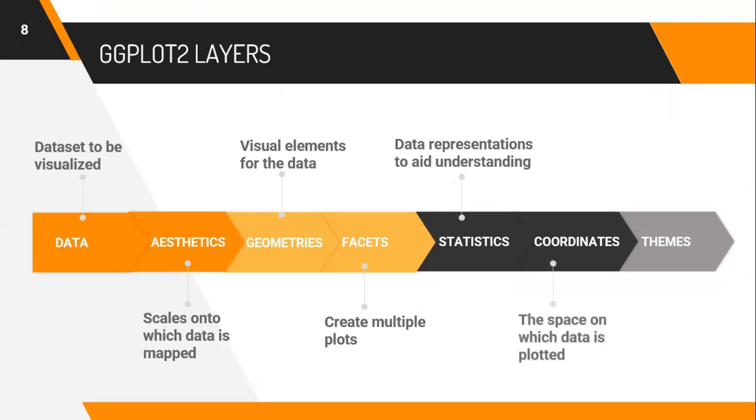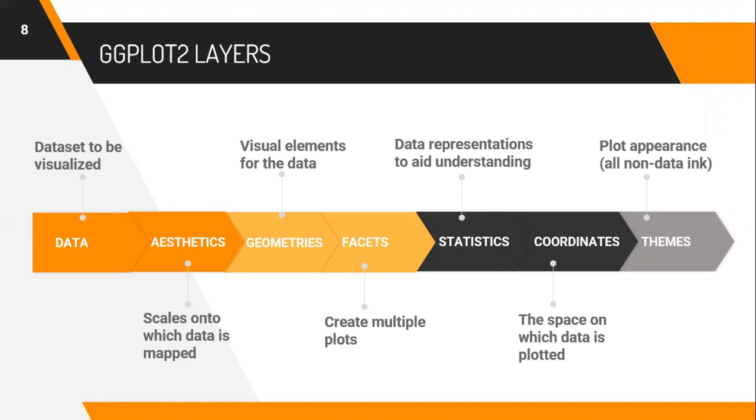Then we also have the coordinates, which will be the space on which the data is plotted. So you can zoom into the graph, you can zoom out, you can limit your axis to a certain defined interval and all of that. The coordinates will be there to help you out. And then we also have the themes, and those define the appearance of the plot. That includes all the non-data ink. So the way your plot should appear is also defined by the themes.